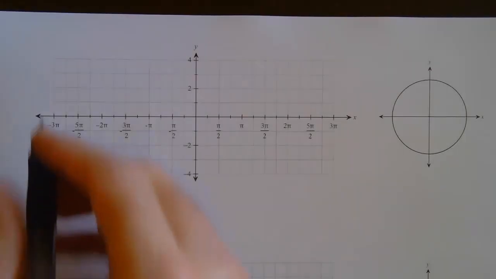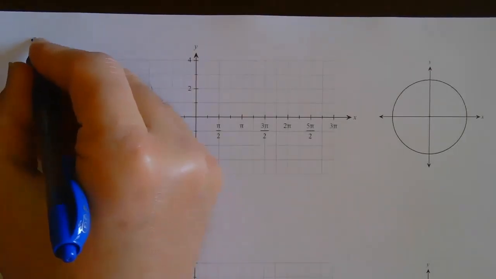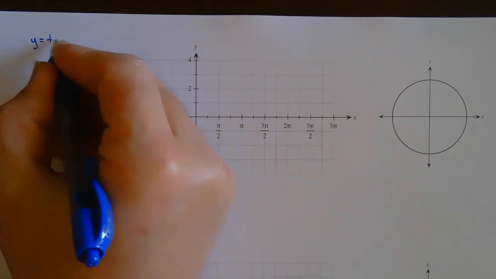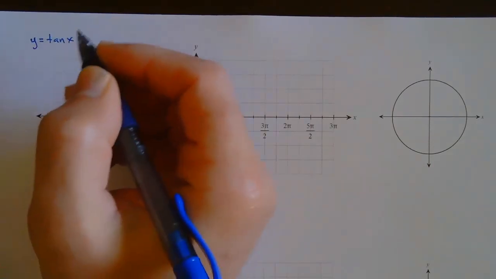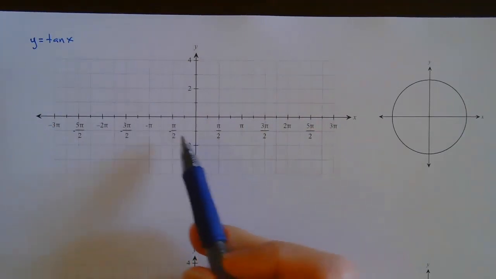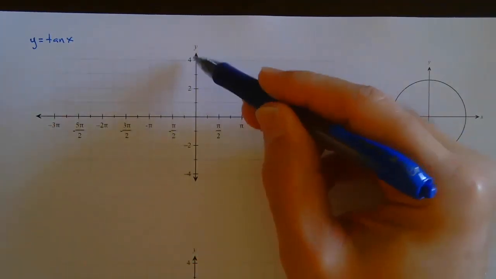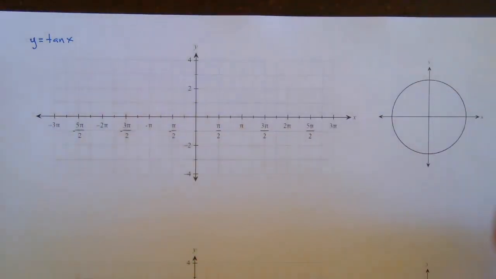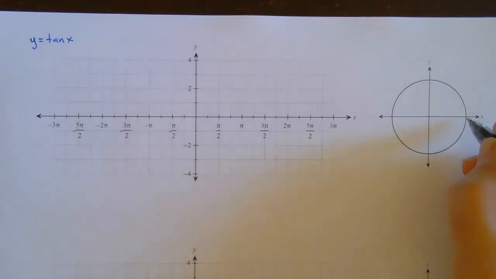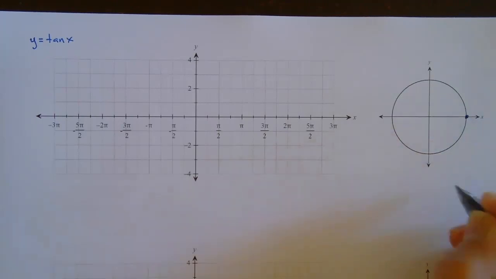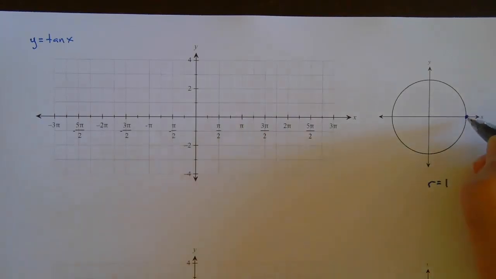All right. For the next graph, what I want to do is graph y equals tangent of x. Okay. I extended the y-axis a little bit higher than the last one, because we're going to need that. All right. But right here, this would be angle 0, and I'm still going to use r equals 1. On all of these, I'm going to use a radius of 1.